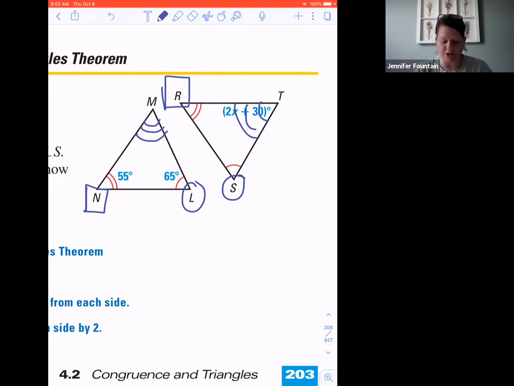So now what I've got to do is figure out how to solve for x. I want you to look at that for a minute. I don't have an angle measure for M to be able to set 2x plus 30 equal to it. So does anybody have any ideas on how I can figure out the measure of angle M?